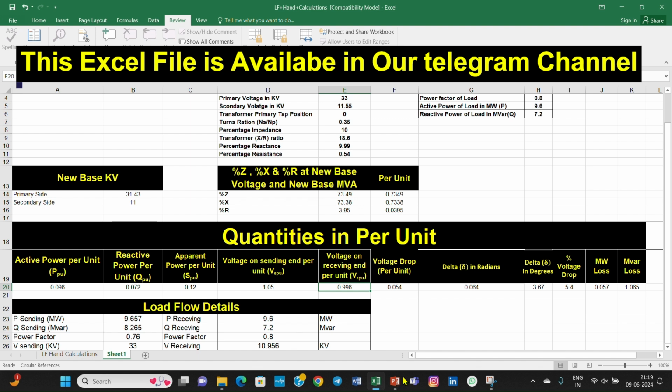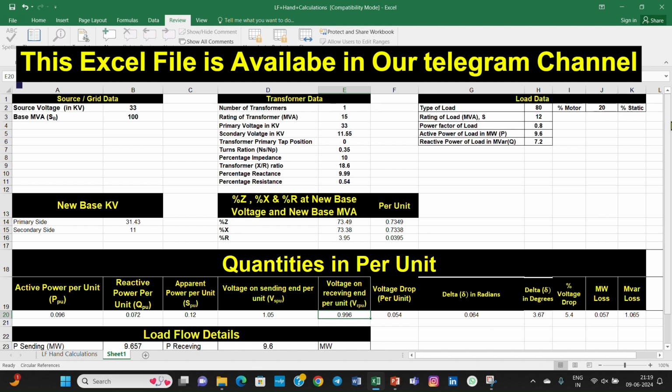Now you have seen that the Excel sheet results and the ETAP results are the same. That means our hand calculations and the ETAP results are almost the same.